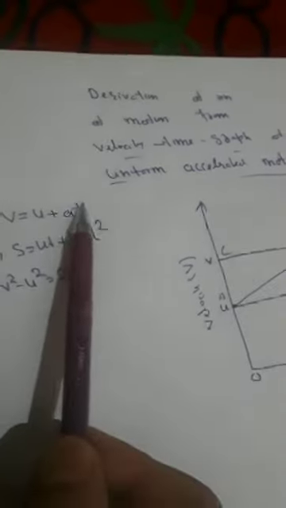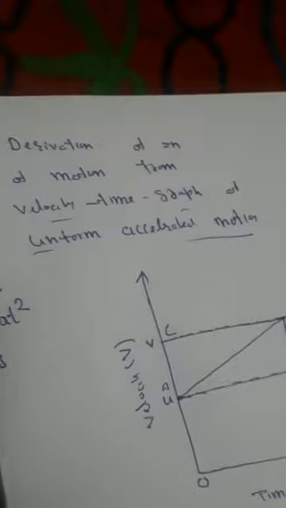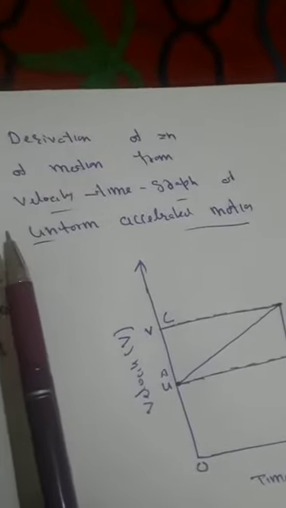We have to derive these equations by the calculus approach, that was in the previous class, and today we will derive these equations of motion from the graph. Which graph? The velocity time graph of uniformly accelerated motion.